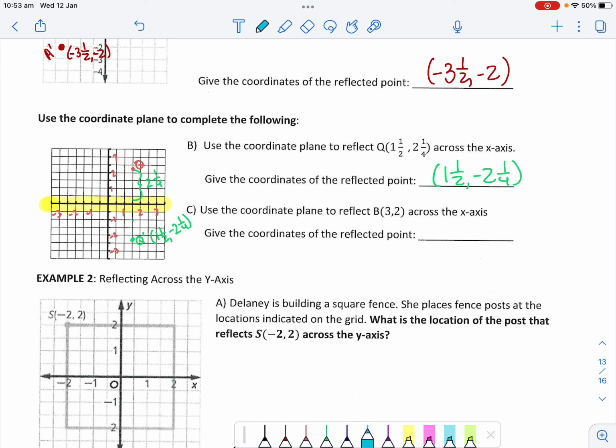If I do it with 3, 2, so here's 3, and then I'm going to go up 2. So here's my 3, 2. That's going to be point B. I am 2 units away, so this is 2 units. So I'm going to go 2 units to the other side, so 1, 2. So my B prime is at 3, -2.